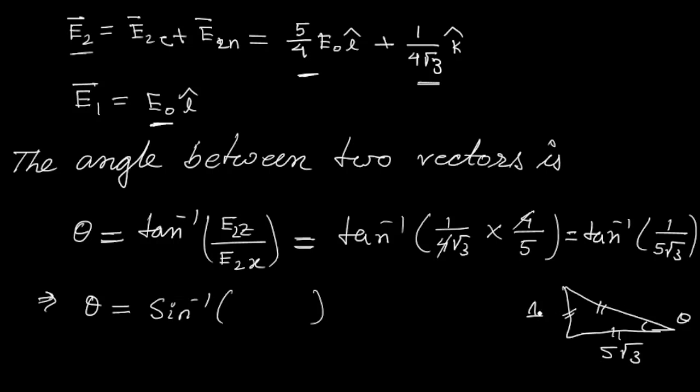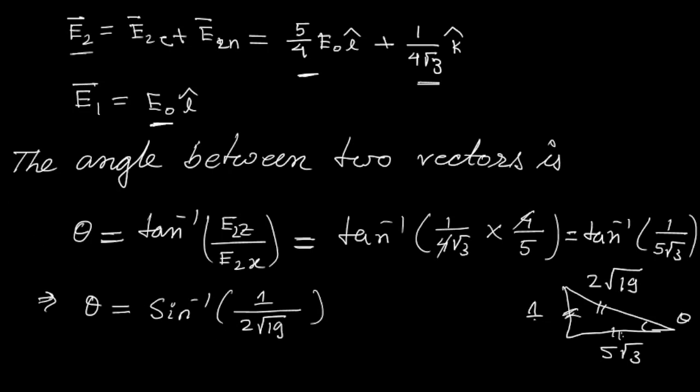The length of this side will be the square root of this side squared plus this side squared. So we get 1, and from here 25 into 3 is 75, so under root of 76, that means 2 into under root of 19. Once you know the length of this side, if you write this angle in terms of sine inverse, the perpendicular divided by the hypotenuse is 1 divided by 2 root 19.